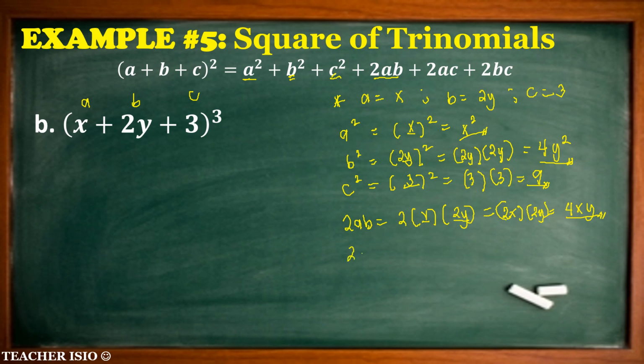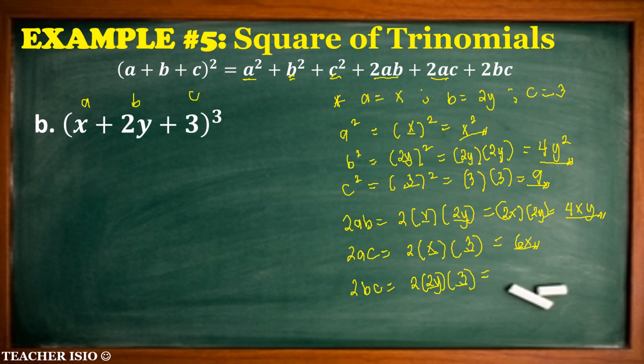2ac naman tayo. 2ac. So we have 2 times blank times blank. Our a is x and our c is 3. So we have 2 times x, 2x times 3, we have 6x. Next, 2bc naman. 2bc. So we have 2 times blank times blank. So our b is 2y and then we have 3.